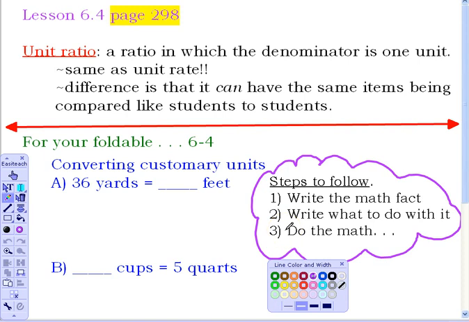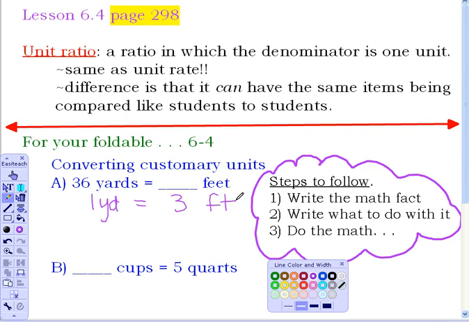So in our first example, we're dealing with yards and feet. So the math fact that we know about yards and feet is that 1 yard equals 3 feet. There's 3 feet in 1 yard.